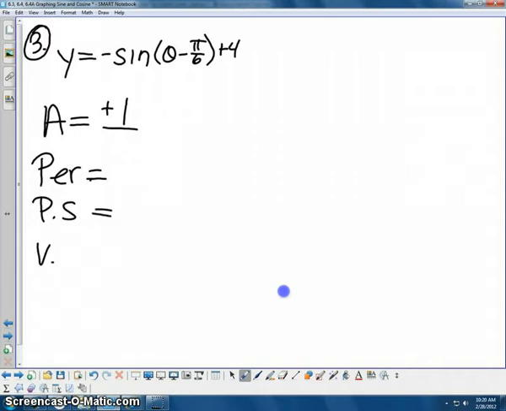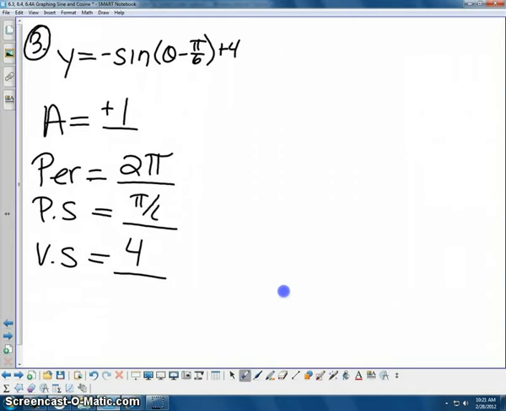What is our vertical shift? 4. Okay. Period would be 2 pi. Our k here is a 1. 2 pi divided by 1 is just 2 pi. So there's a coefficient here of 1, so our period is just 2 pi. Our phase shift, positive pi over 6.